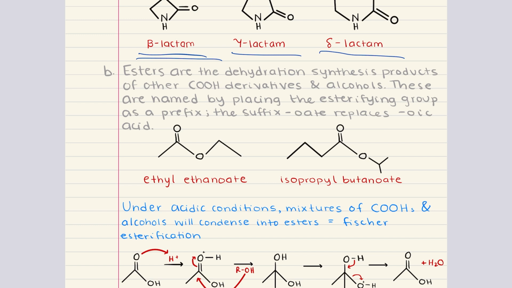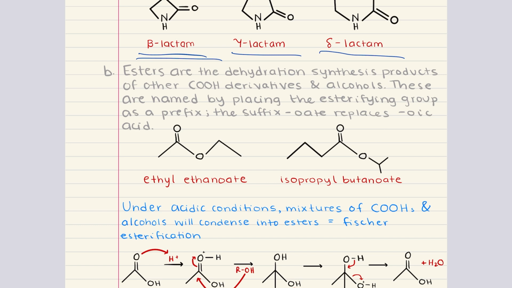Esters are formed by the dehydration synthesis between a carboxylic acid and an alcohol. In other words, a molecule of water is removed when the hydroxyl group from the carboxylic acid and the hydrogen atom from the alcohol combine, and that allows those two molecules to join together.